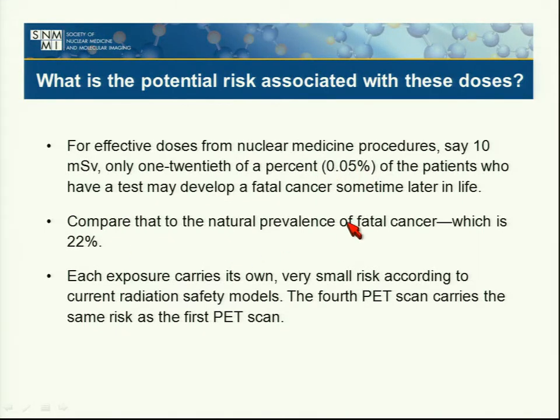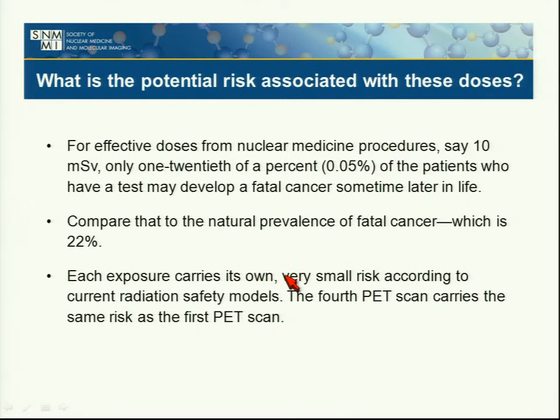Okay, that's compared to the population. This audience may know more than most that 45% of the population gets cancer and half of those die from it. So 22% of the population. So if you had a CT scan, for example, instead of it being 22%, it's going to be 22.05%. So it's quite small compared to the normal risk.